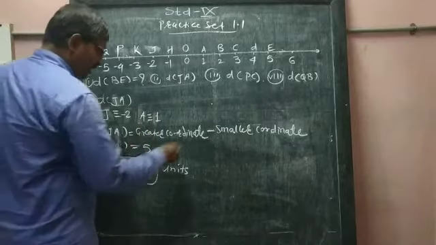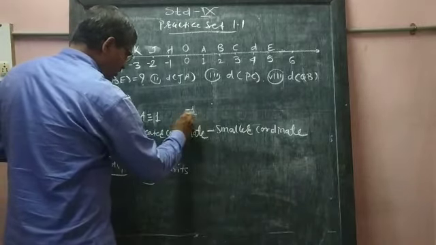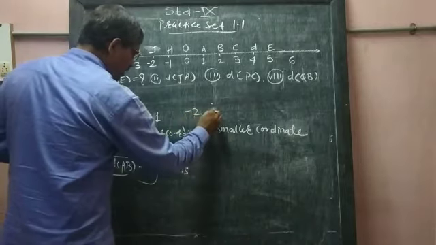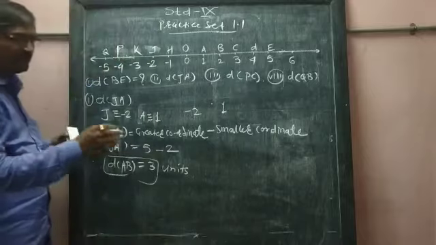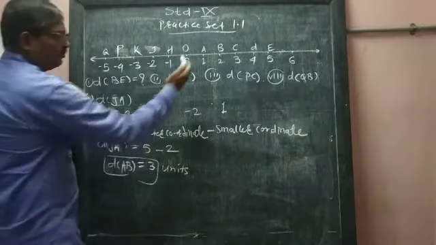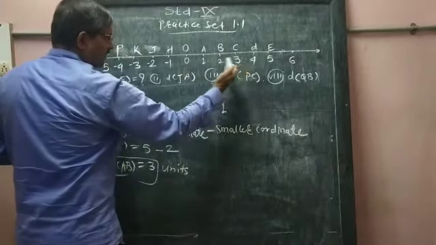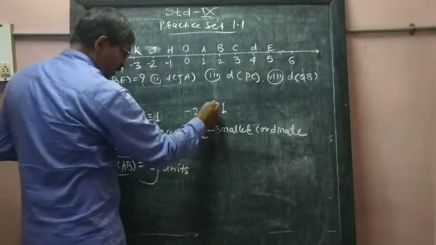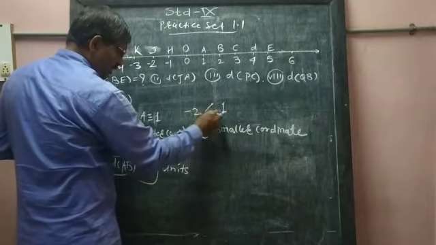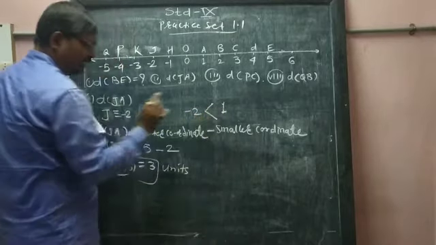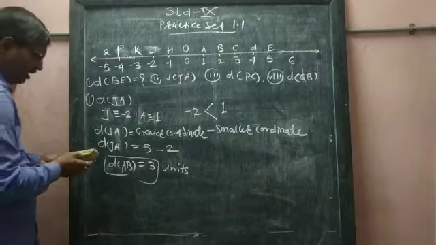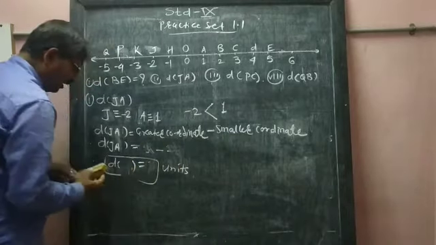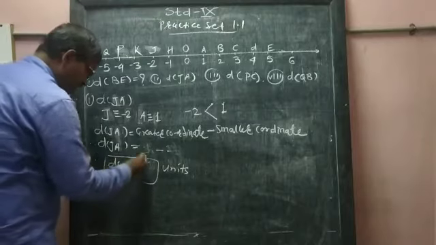Now who is greater? Is 1 greater or is minus 2 greater? You should decide. Those numbers that are on the right hand side are always greater. Here, minus 2 and 1. So 1 is greater than minus 2. Therefore, greater coordinate minus smaller coordinate.